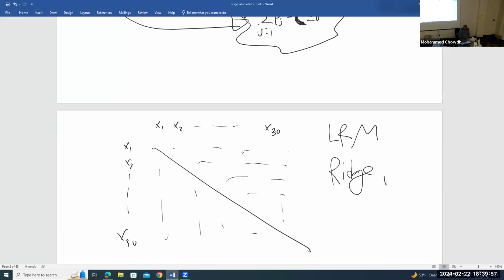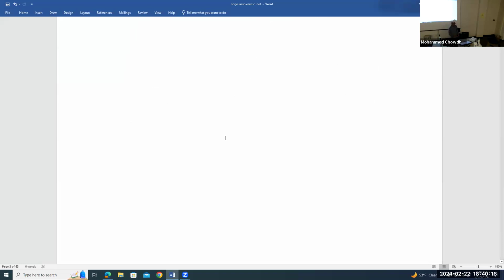Clear? That decision should be taken after seeing a pairwise correlation matrix. Clear, right? Okay. This is just the background.